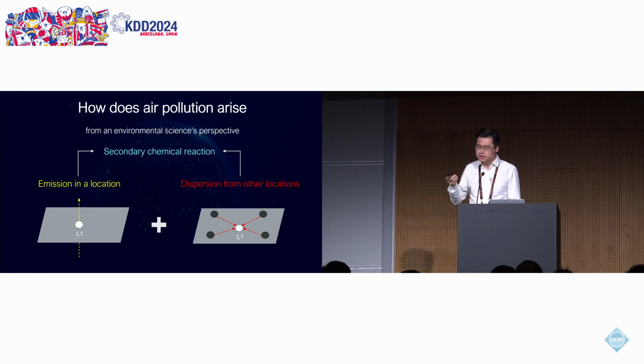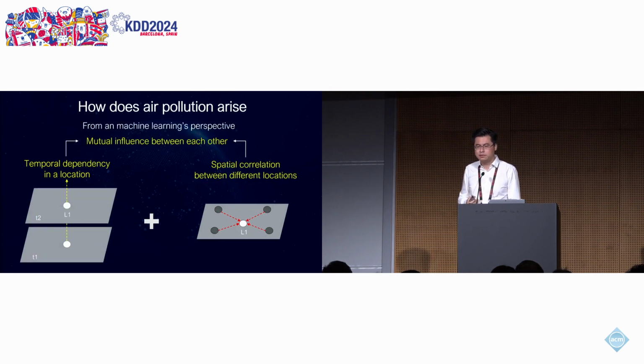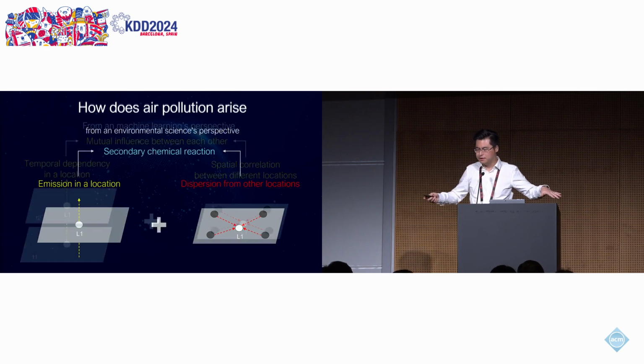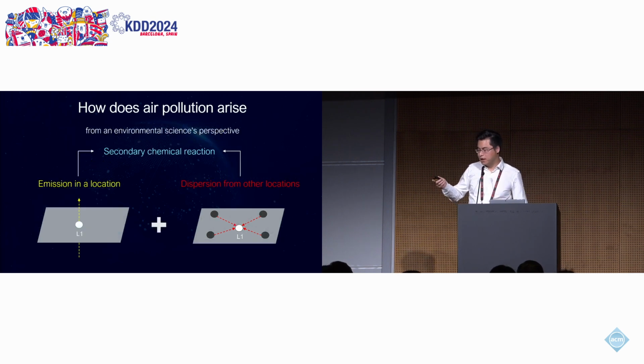So we started from this insight, then came up with our methodology. From a machine learning perspective, we can say the air quality of a location has a temporal dependency. That means if the current air quality is not good, then in the next few hours, the air quality cannot be good. And also there's a spatial correlation between air quality of different locations. Then the two perspectives or two views come together, with mutual reinforcement between each other. So we translate the perspective from environmental science to our machine learning science. You can come back and say they correspond to each other, okay?